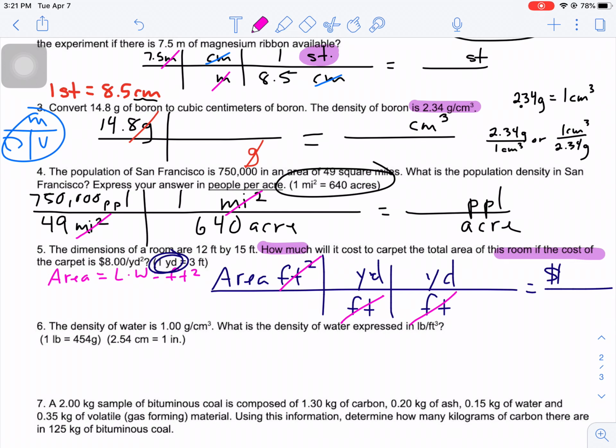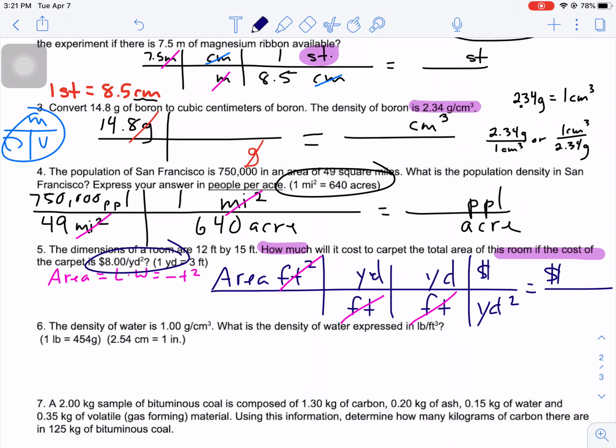And then a yard times a yard is a yard squared. But we don't want yards squared. We want dollars. So that's where our price comes in. And our price is right here: $8 per square yard. We want dollar bills on top, and we want yards squared on bottom.